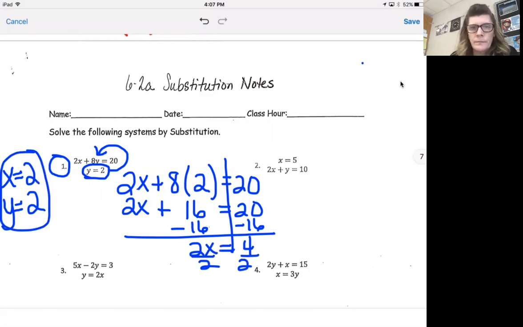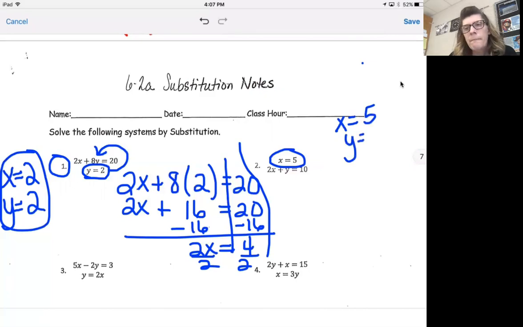All right, so let's try another one of these. This time we are given that x is equal to 5. Well, good, because now we already have half of our answers. We just have to find y. Okay, so how do we find y? We're going to use that other equation right here. We're going to take the x out because we know what the x is. So that's our substitution.